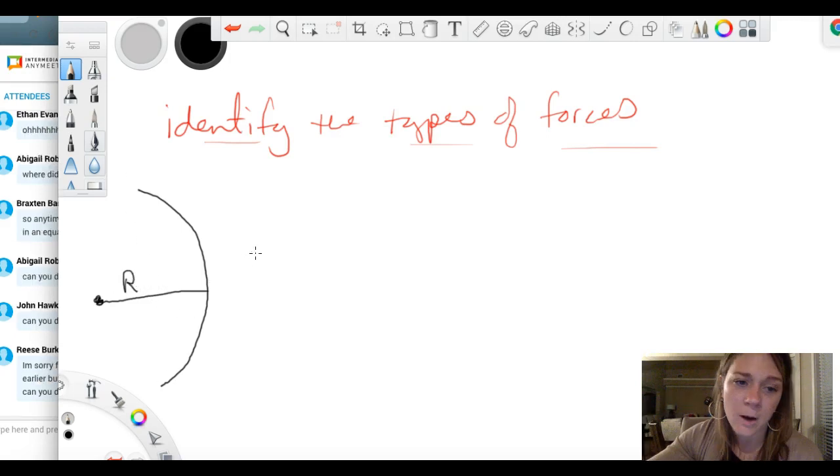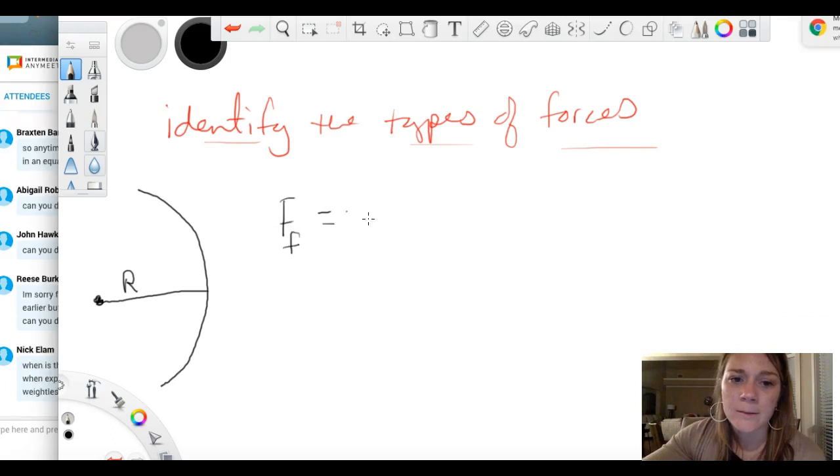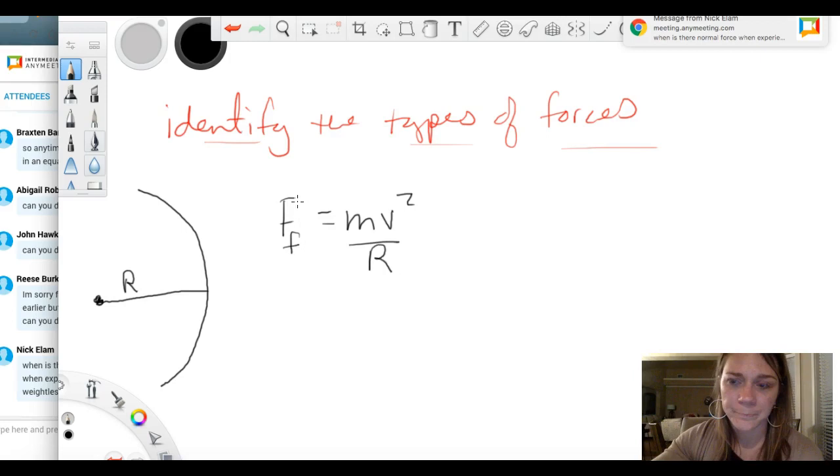So if I'm driving down a road, then the centripetal force that's going to keep me turning is the friction force. And that is going to be equal to mv squared over r. This frictional force also has its own equation. If we remember from our force unit, frictional force is equal to mu Fn.